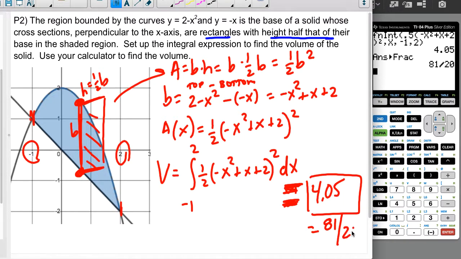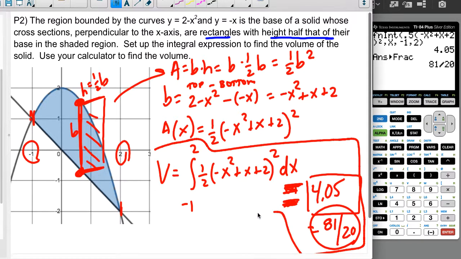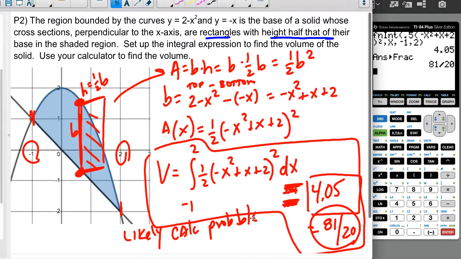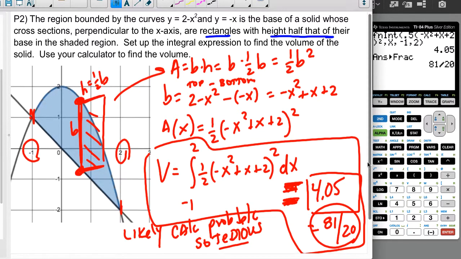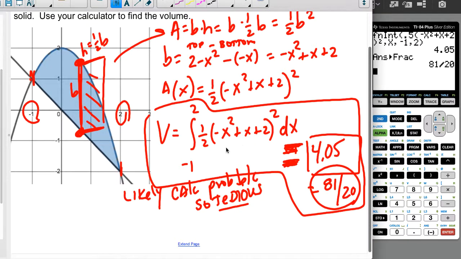So you can do the same thing I did in the last one, and I can walk you through it, but realistically, it is likely a calculator problem, right? So this is likely a calc problem, just because it's so tedious if it's not a calculator problem. It's not a terrible problem, but it's just so tedious without a calculator. You would have to FOIL this whole thing out. It would be somewhat miserable.